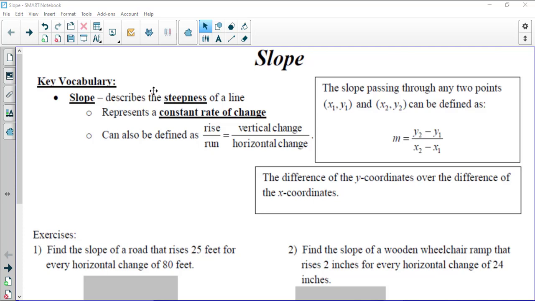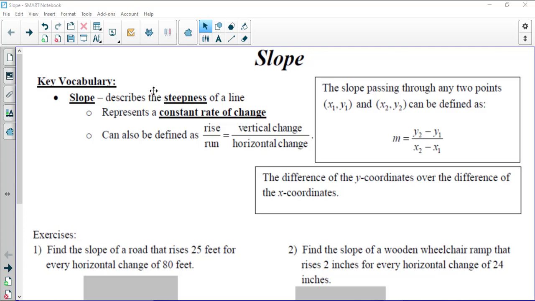If we have a line that's curved or zigzag, that doesn't have a constant rate of change, but a line does. We also define it as rise over run when we're looking at a graph, which is our vertical change over our horizontal change. So vertical is up or down, hence our rise, and horizontal change is left to right, which is why we call it the run, so left to right.